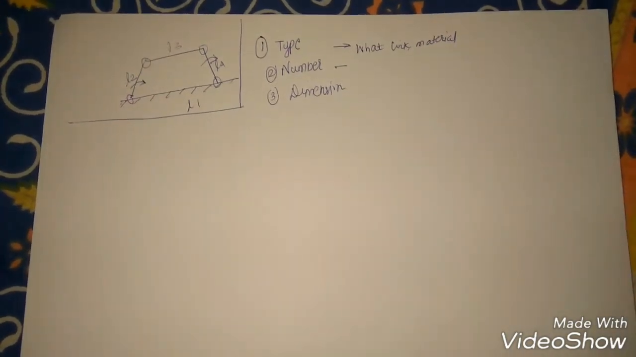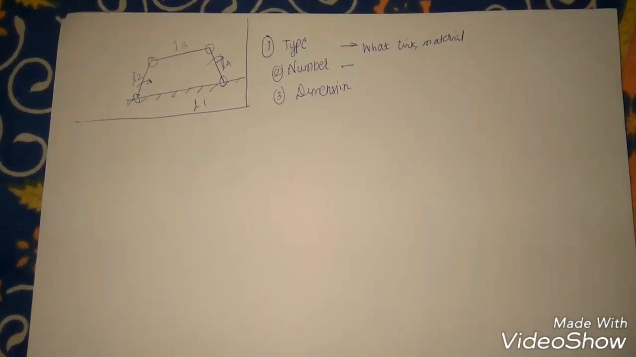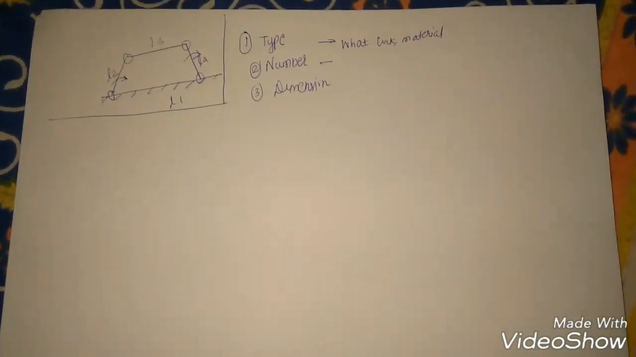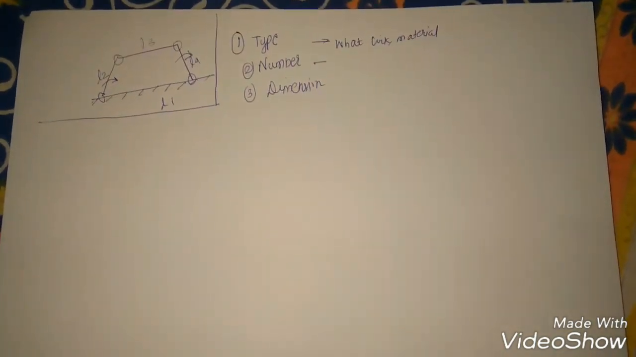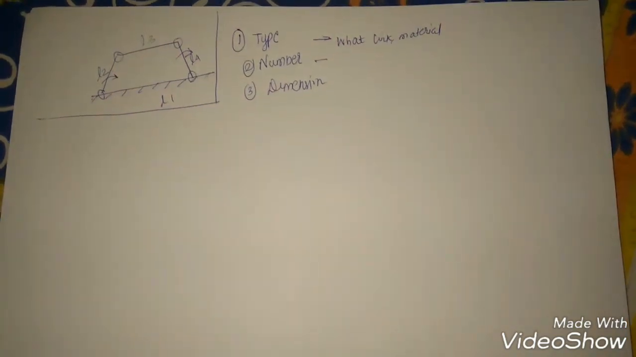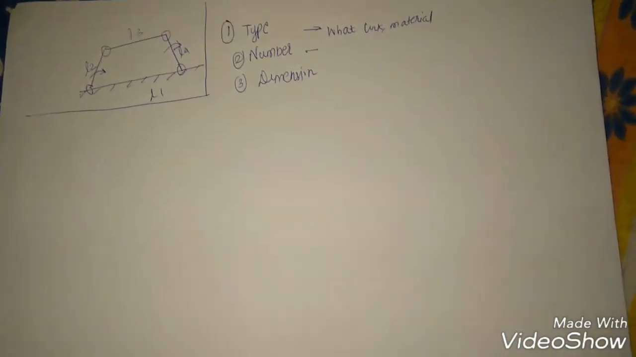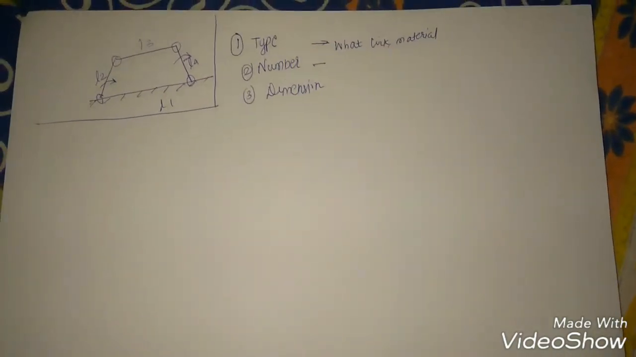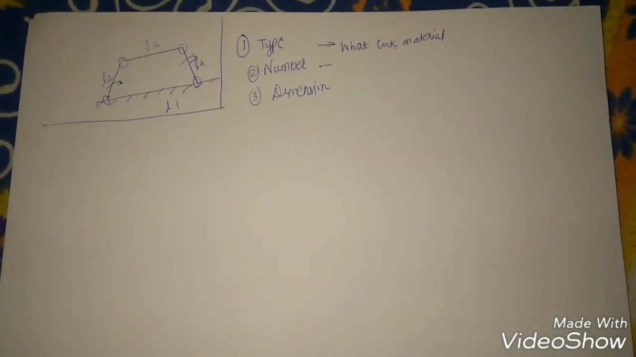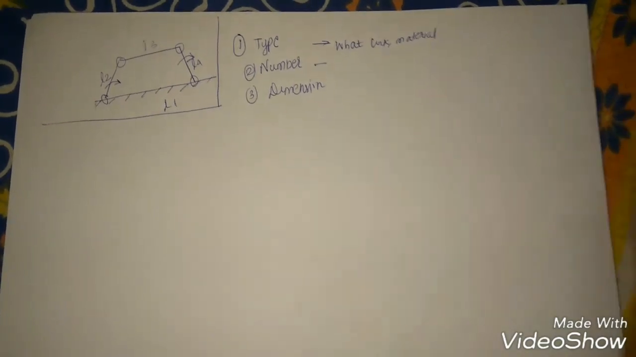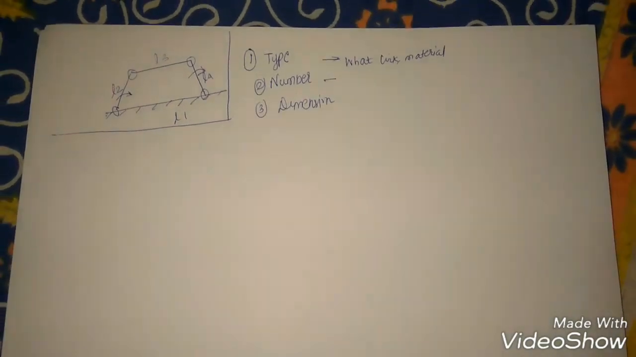Another factor which can be used in number synthesis is degree of freedom. Degree of freedom gives us the relative motion of a mechanism in various planes for one single given input. So the degree of freedom can be found out by using the Grubler's criteria, and this is number synthesis.